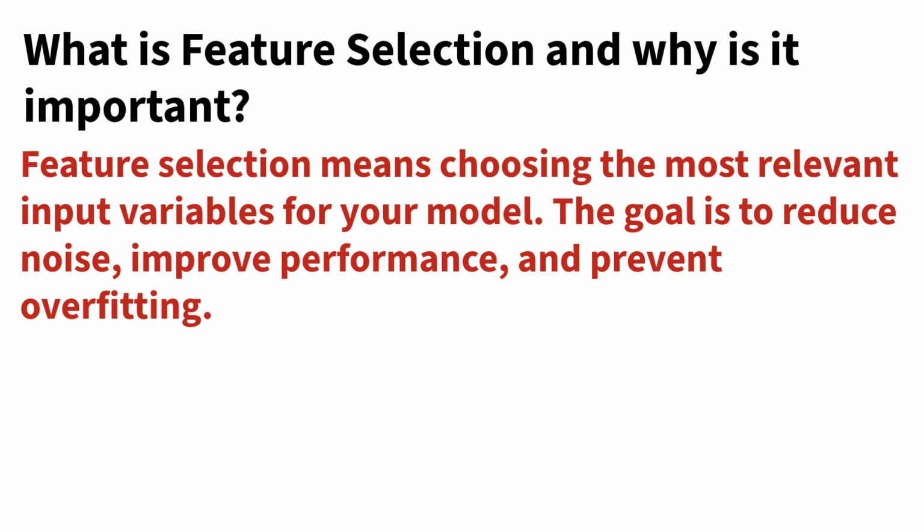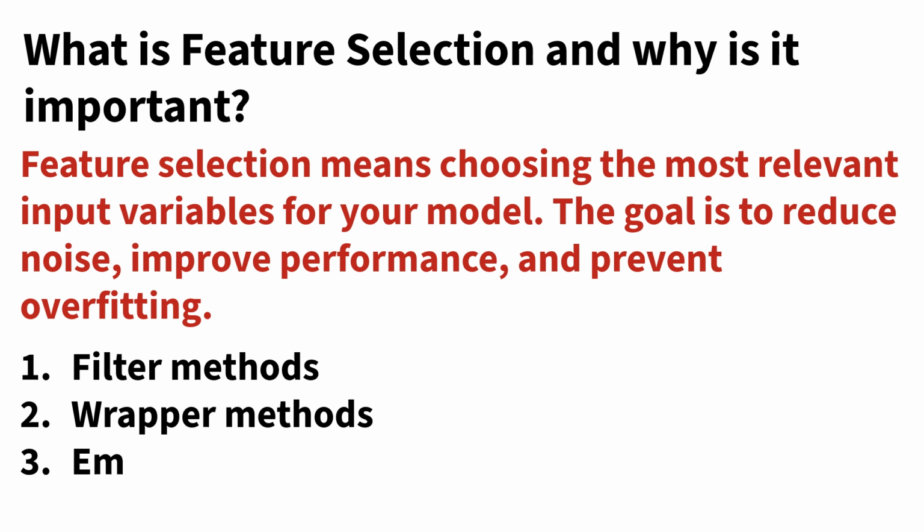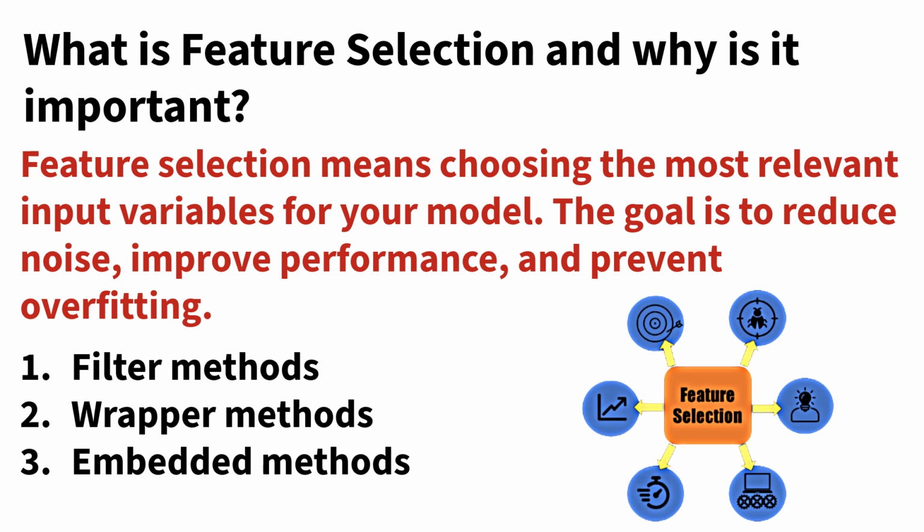The common techniques used for feature selection are, first, filter methods like correlation or the chi-square test. The second method is wrapper methods like recursive feature elimination. The third most common method is embedded methods like Lasso or tree-based feature importance. In one project, removing redundant columns improved model accuracy by 7% and cut training time in half.